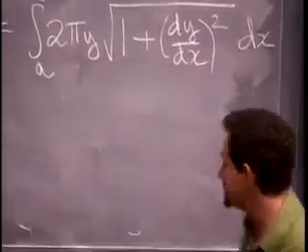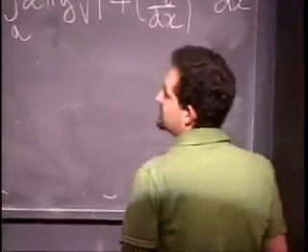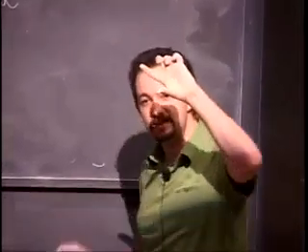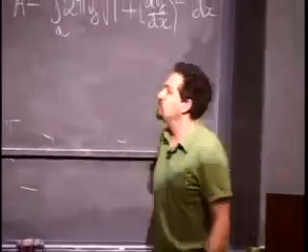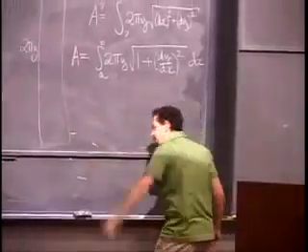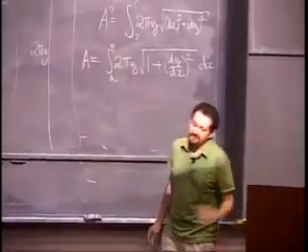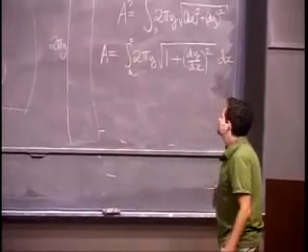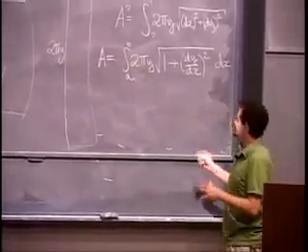With an extra 2 pi y. And that is to take into account the fact that you're taking that bit of arc length and you're revolving it around a distance of y. And when you revolve it, it becomes the radius, and the area swept out is basically the circumference, 2 pi y. Okay, so that's the standard formula.